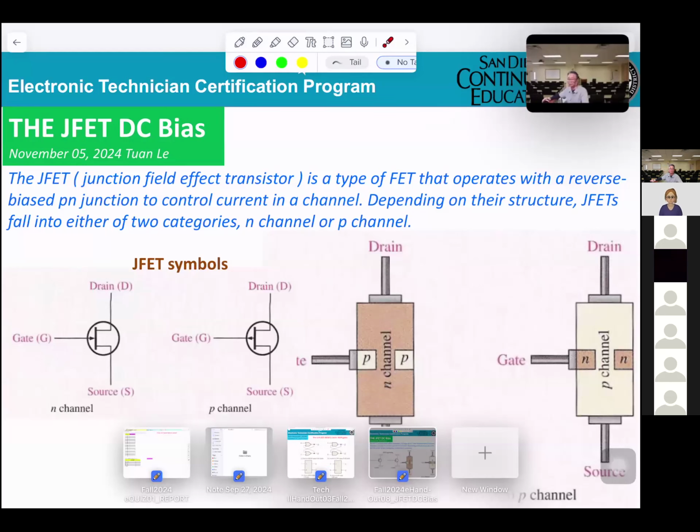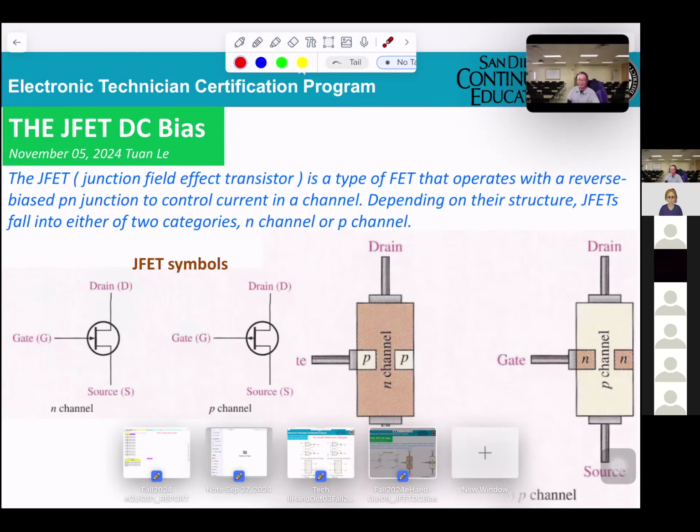Okay, now we are already done with the bipolar transistor. And today, the next one will be another one, what we call a JFET. Both will be the same. That means the first thing we want to learn more on the JFET is DC bias.